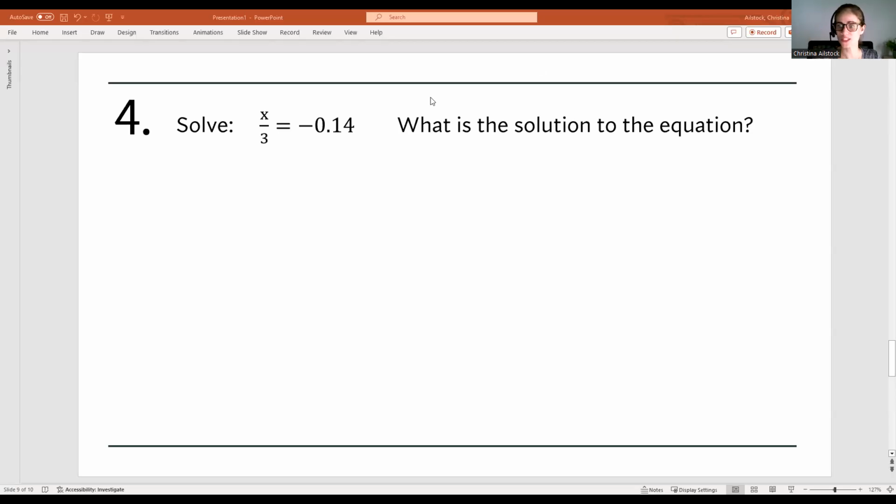All right, we have 2 more problems because remember I said we were going to do 5 total. So problem number 4, solve x over 3 equals negative 0 and 1400ths. What is the solution to this equation?